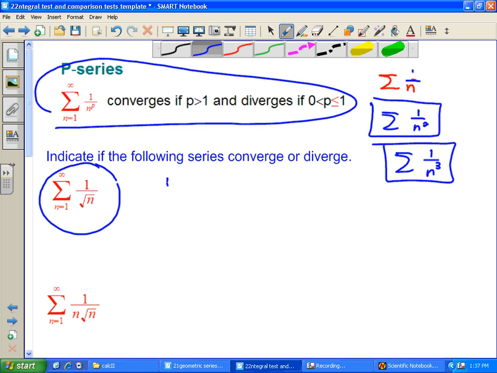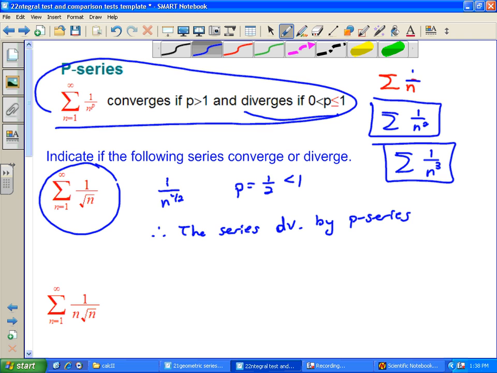1 over root n is the same as 1 over n to the 1/2, right? The p-value here is 1/2. It is less than 1, so it falls into this category, right? Therefore, the series diverges by the p-series test. Okay, and how about the next one?